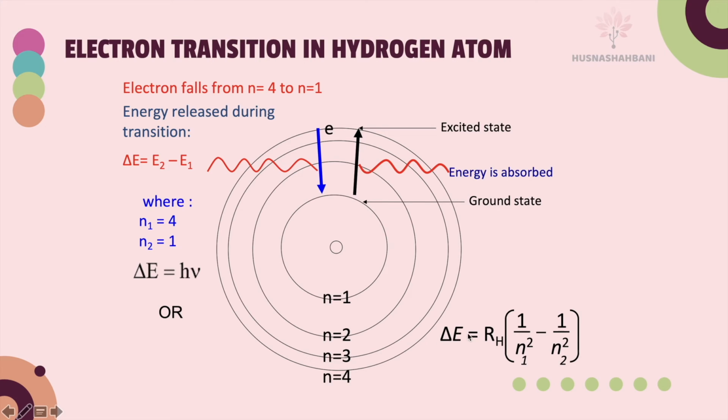So for delta E, we cannot use h frequency because we don't have the information for frequency here. We only have the information for n. So delta E equals RH times 1 over n initial square minus 1 over n final square, according to the previous slide. If we calculate for this, our initial is n equal to 1; for this one, our initial is n equal to 4. You'll get the delta E when you substitute the values of n initial and n final.